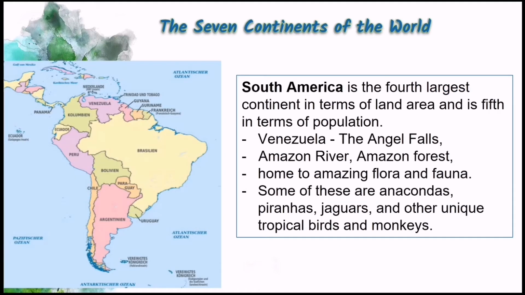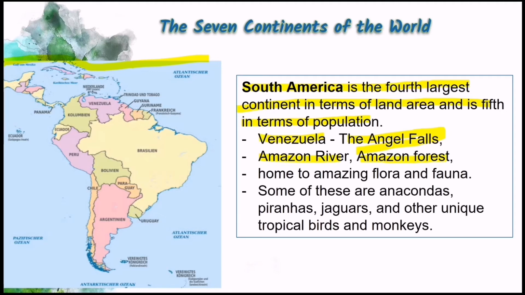South America is the fourth largest continent in terms of land area and is fifth in terms of population. So, grabe kini ang South America kay they are blessed with the biodiversities, rich in biodiversities. Why? The Angel Falls, the highest falls in the world and uninterrupted waterfall, is located in South America in Venezuela. Also, narito ang Amazon River, the biggest river in the world in terms of volume, and the Amazon forest.